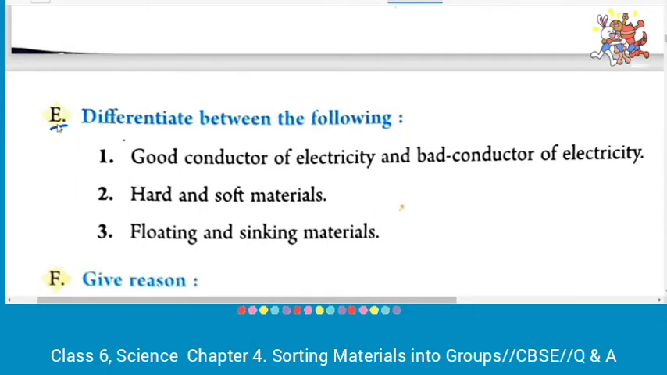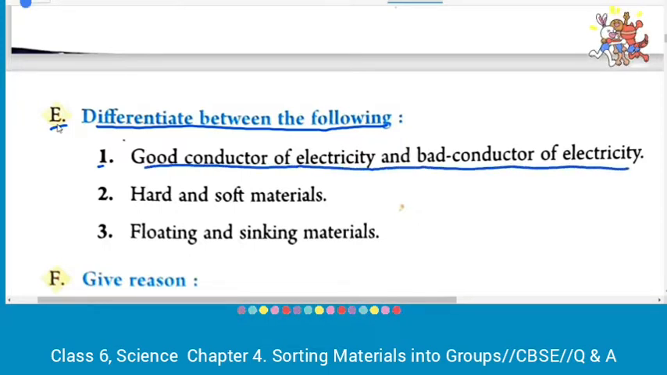Section E, differentiate between the following. First, good conductor of electricity and bad conductor of electricity. Second, hard and soft materials. Third, floating and sinking materials. So we will see each difference one by one.